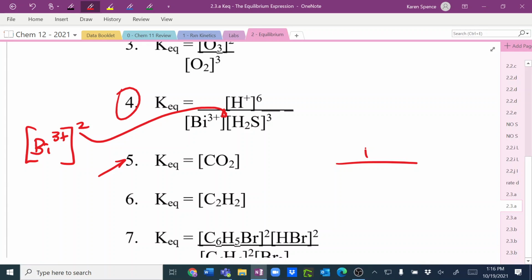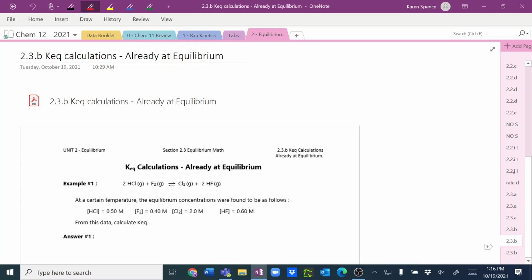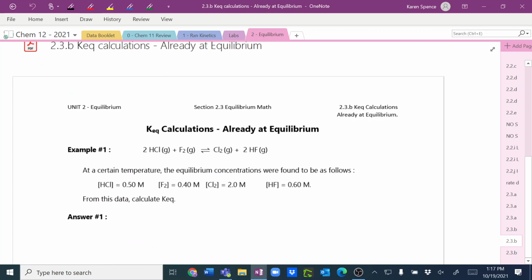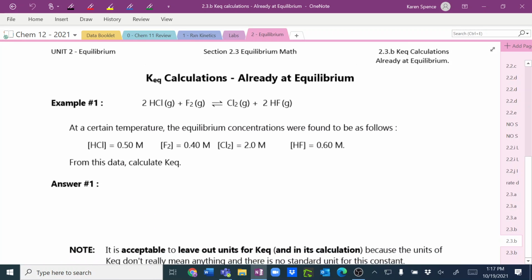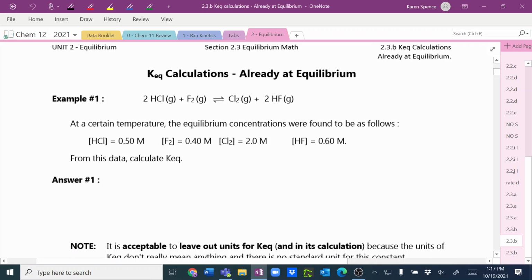Okay, so 2.3b. There we are. We're going to take these equilibrium expressions, and now we're going to put numbers in them. Super easy. Just like grade 9 math, okay? Simple algebra.